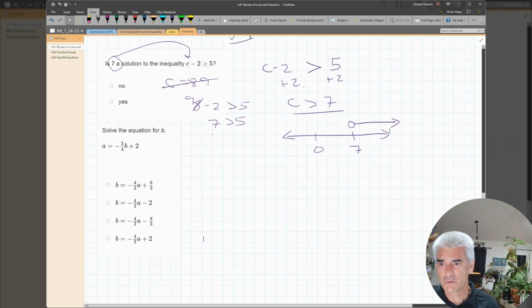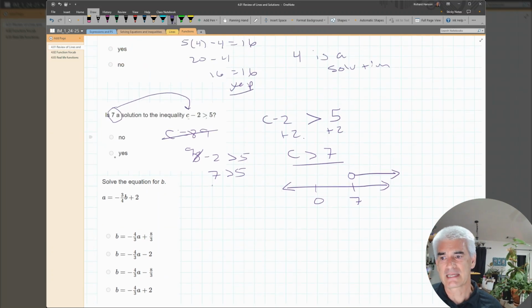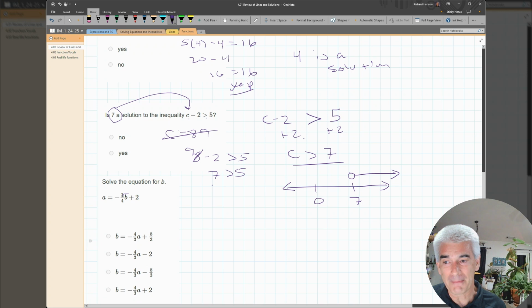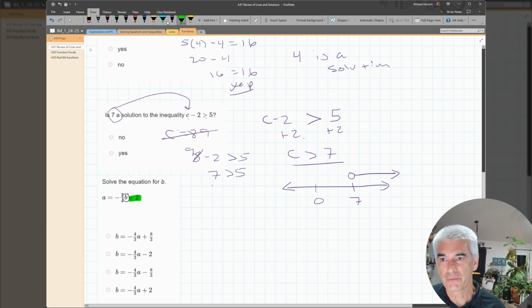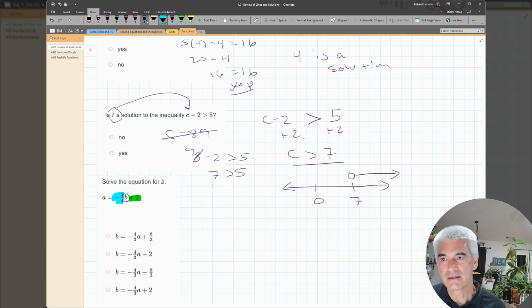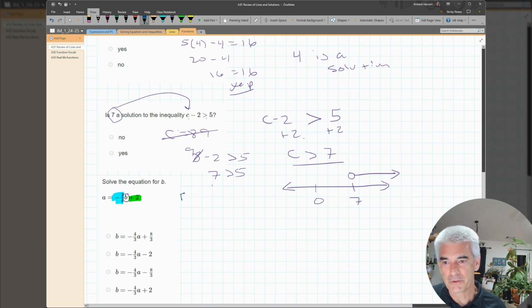Okay, the way this one is different, this one says solve the equation for B. So this is what's called a literal equation. I'm taking some sort of a formula and I'm isolating for the letter B. So I need to get rid of the 2 and I need to get rid of this negative 3/4. And as we talked about last week, which one do you get rid of first? This is where we do the PEMDAS backwards. Is anything added or subtracted? Those are the things I need to get rid of first.